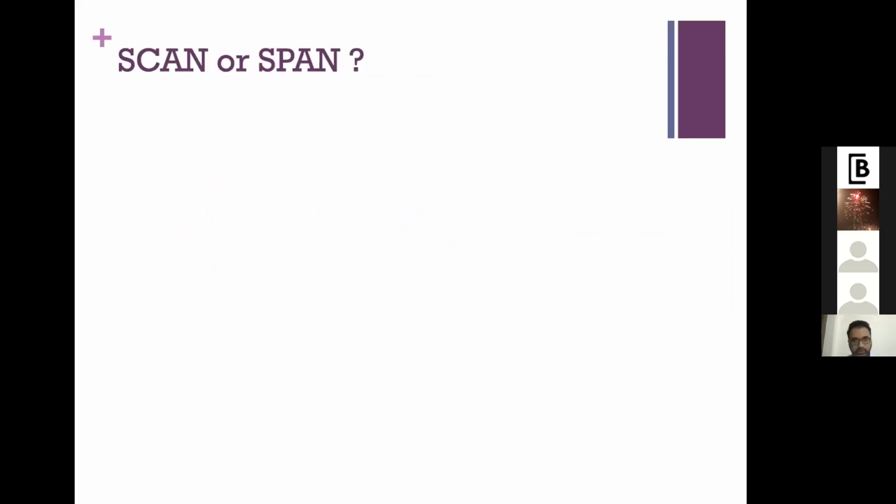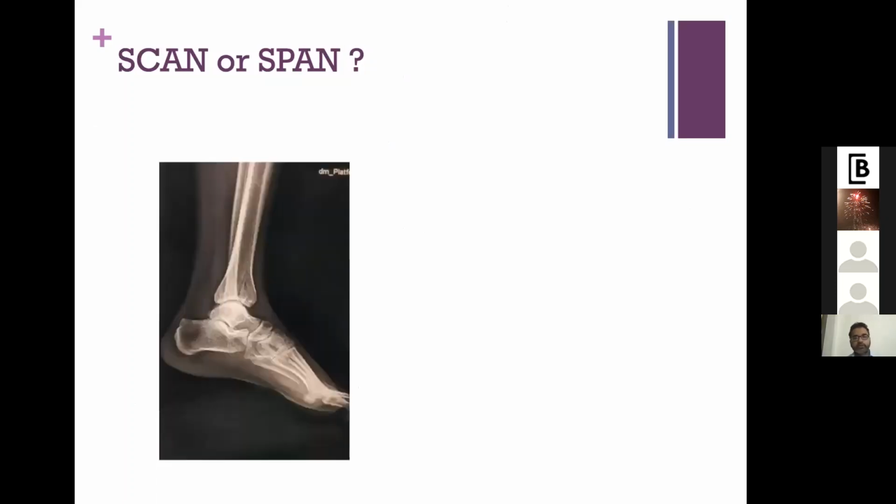So the next question is, once you get on this fracture, do you want to get a scan straight away or a span? My idea of treatment in whether to scan or span: if it is a low energy trauma or low velocity injury, which is usually because of rotational injuries that you can easily identify with the clinical examination and radiographs. If it is a rotational injury, usually those are low velocity injuries.